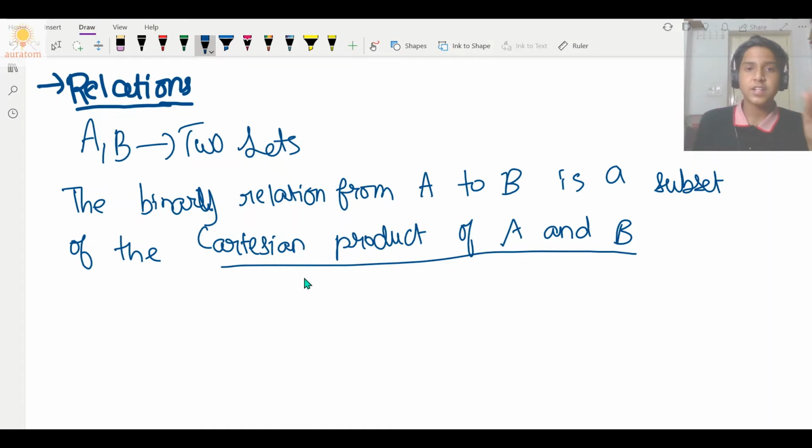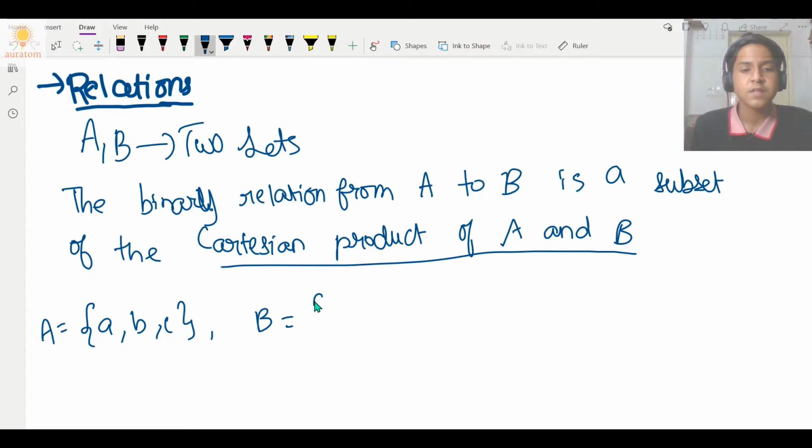Well, the Cartesian product of A and B is a set which contains all the ordered pairs such that in each ordered pair the first element is from A and the second element is from B. Let me show you an example. Let me say there is a set A which is A, B and C, and there is a set B which is X, Y and Z.